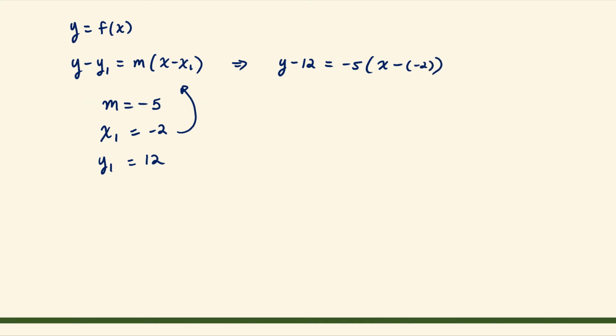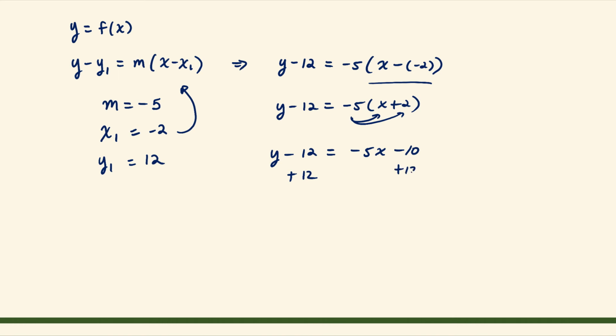Next, we will simplify our parentheses. x minus -2 will give us x plus 2. Next, we use the distributive property with our -5, giving us y minus 12 is equal to -5x minus 10. And next, we add 12 to both sides of the equation, giving us y is equal to -5x plus 2.